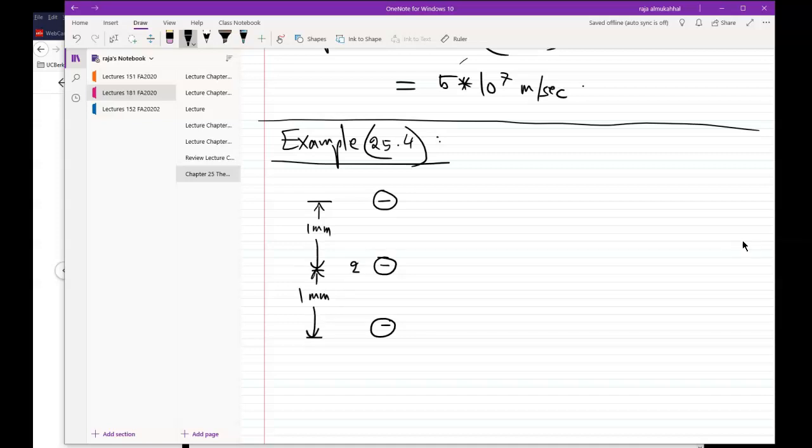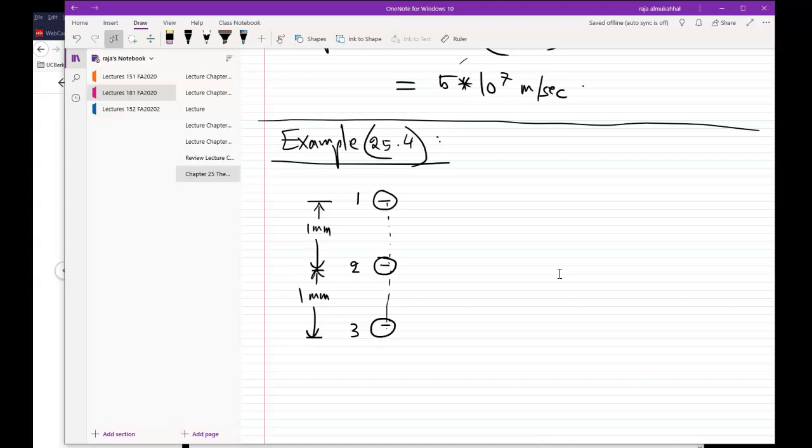This is electron number 2, electron number 1, electron number 3. And we are assuming that electron number 1 and 3 are fixed in place. The free one, electron number 2, is free to move. So that's basically the diagram for now. He says, is electron 2 in stable equilibrium or unstable equilibrium?